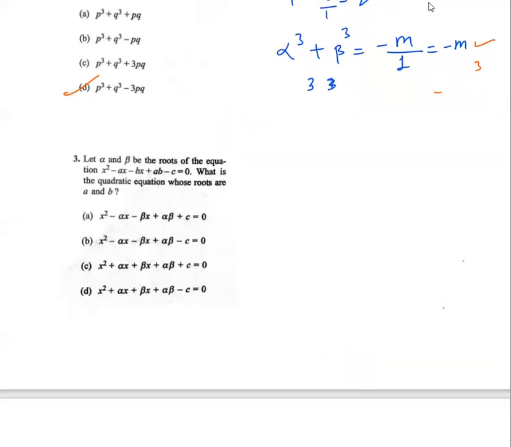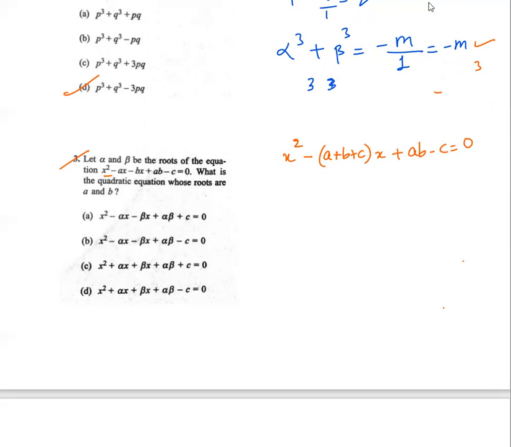Okay. So alpha and beta are the roots. So I can rewrite this equation. What is the quadratic equation whose roots are a and b? So question number 3, I can write x square minus outside a plus b plus c whole into x plus ab minus c equals to 0. Okay. And alpha and beta are the roots of this equation. We have to find what is the quadratic equation whose roots are a and b.